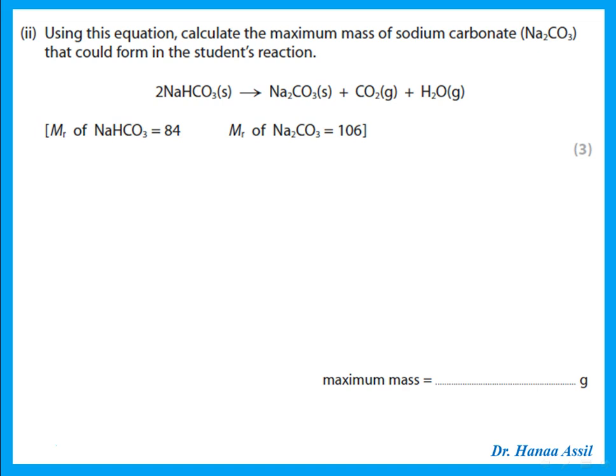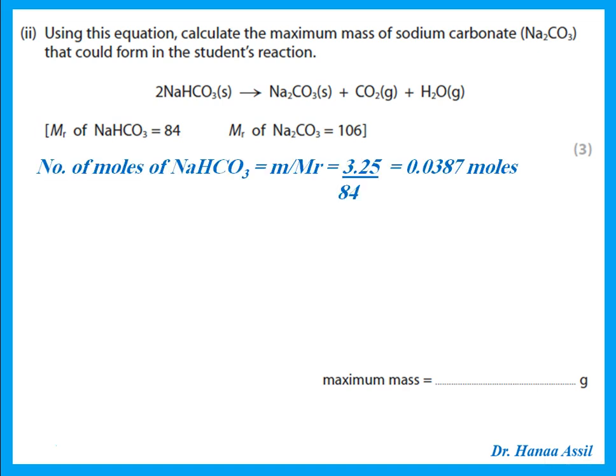Using this equation, calculate the maximum mass of sodium carbonate that could form in the student's reaction. So, I have a certain mass of the sodium hydrogen carbonate that I started with. I should be able to use it to calculate how much sodium carbonate I should get. How do we do that? The first thing is to get the number of moles of the sodium hydrogen carbonate. Number of moles is mass over molecular mass, and he already gives me the molecular mass. So I get the number of moles of NaHCO3. Then I look at the equation. I relate it to the sodium carbonate.